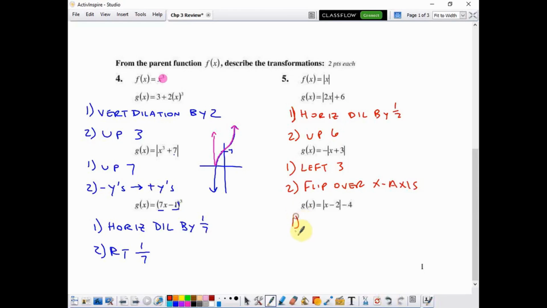And then in the last set of transformations, there's a minus 2 inside the original function, which means it moves right 2 units. Then there's a minus 4 outside, which means it moves down 4 units.